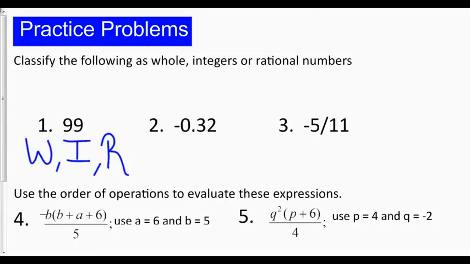-0.32. It's not whole because it's negative and it's got a decimal piece to it. It's not an integer because it has a decimal piece to it, but I can express it as a fraction, -32 over 100, so it's just rational. -5/11. Again, it's got a fraction piece, so it's not integer or whole, but it is rational because it's a fraction.